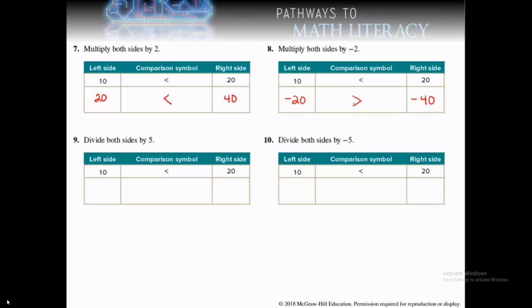In 9, we're going to divide both sides by 5. So 10 divided by 5 is 2, and 20 divided by 5 is 4, and 2 is less than 4, so that one does not change the direction. But in 10, when we divide both sides by negative 5, 10 divided by negative 5 is negative 2, and 20 divided by negative 5 is negative 4. And similar to what we just talked about, negative 2 is actually a larger number than negative 4. So that one changes to a greater than. So it looks like multiplying and dividing by a positive number doesn't change the inequality, but multiplying or dividing by a negative number does.